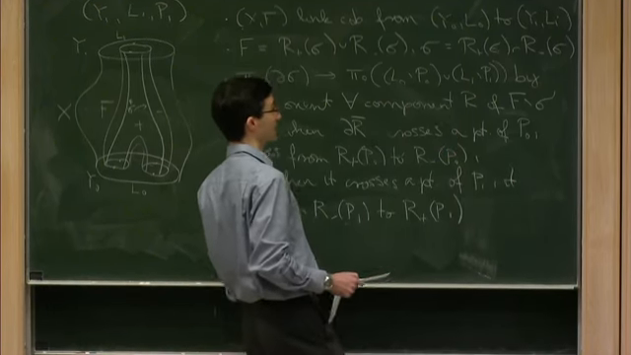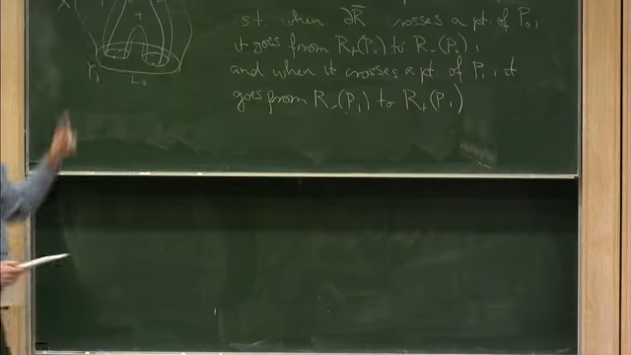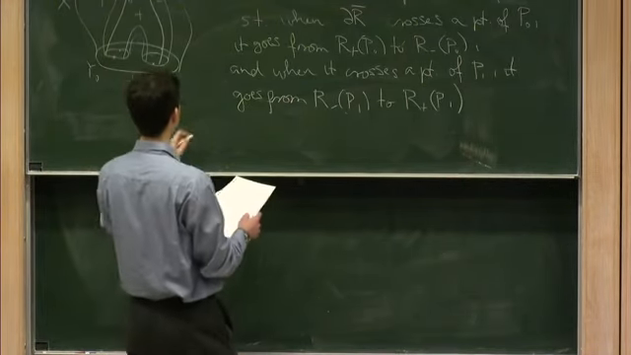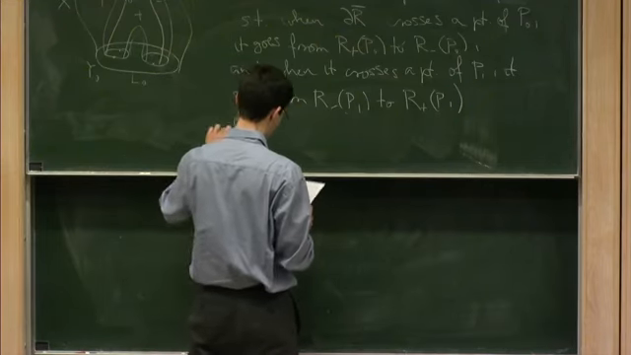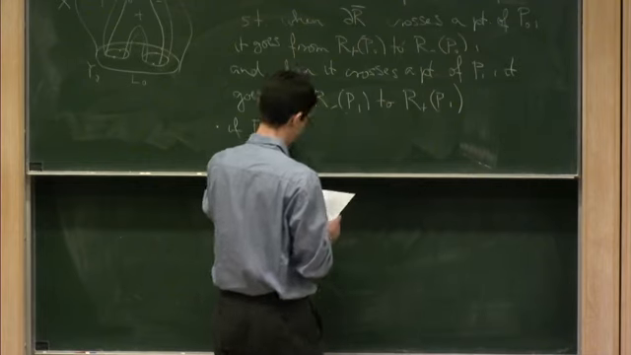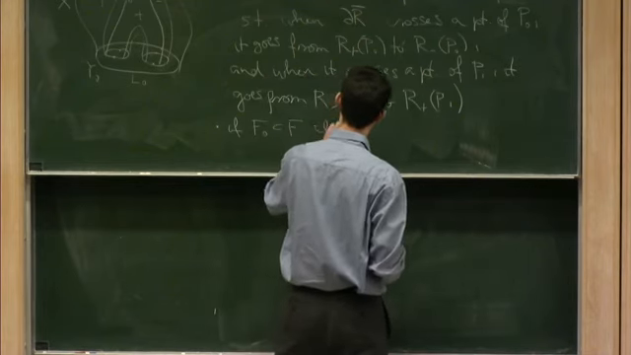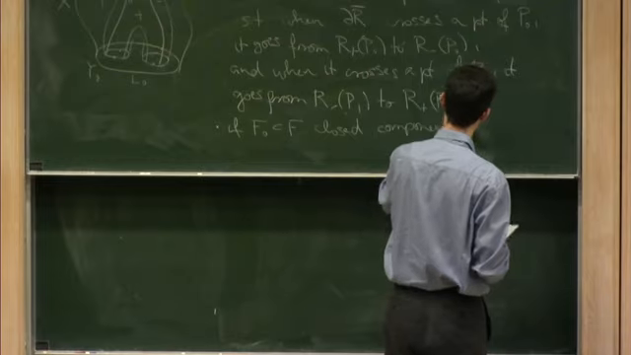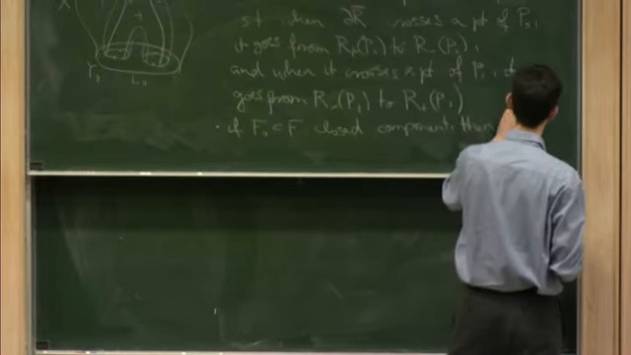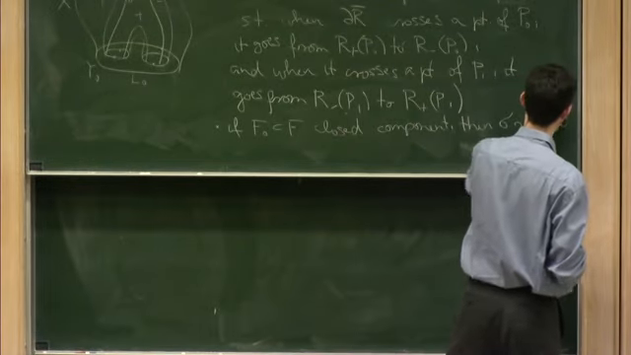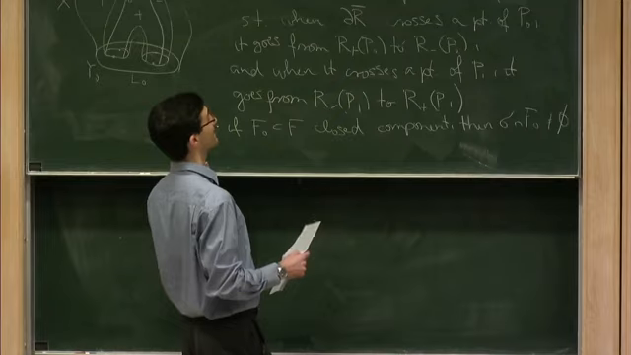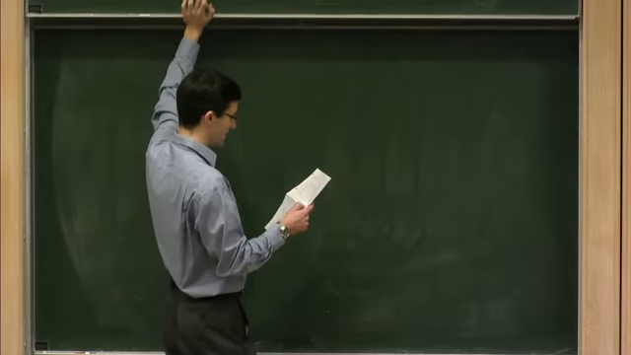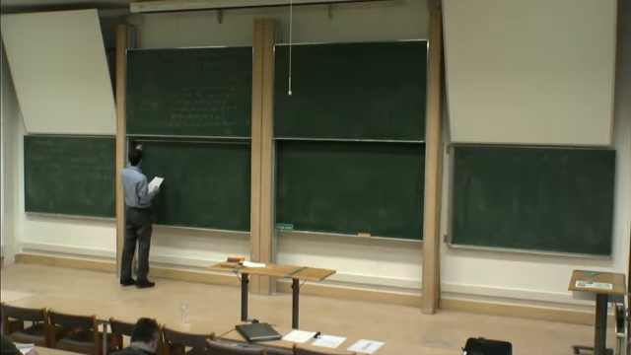And finally, you can have closed components of F, but you have to have some dividing set on it. So if F0 in F is a closed component, then sigma intersected with F0 is not empty. Okay, so that was a rather technical definition, but the good thing is that decorated links with these cobordisms form a category that I denote by D link.